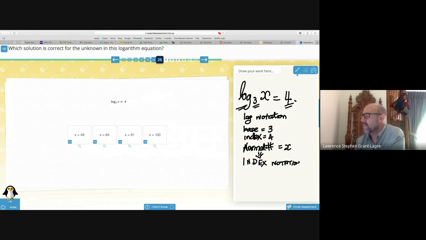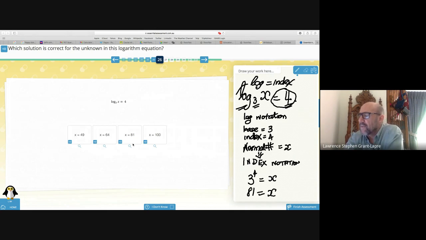And this says that 3 is the base. The log is the index, right? I'll just put here the log is equal to the index. That's just what the log is. It's the index. So the index is 4, and the normal number is x. So x is 81. And so there we go, x is 81.